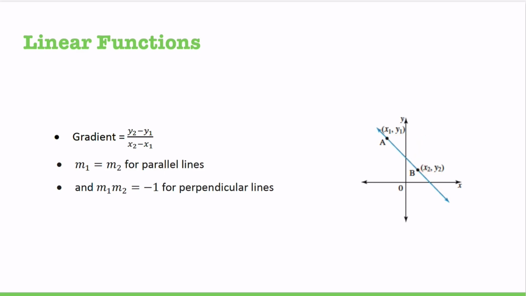The gradient can be expressed in many different ways, but the general formula that you're going to use is y2 minus y1 over x2 minus x1, which is your rise over run. So what is the difference between your y values over your run, the difference between your x values.